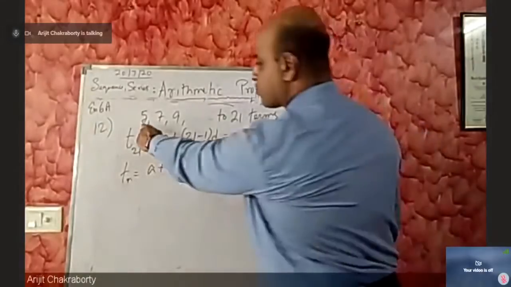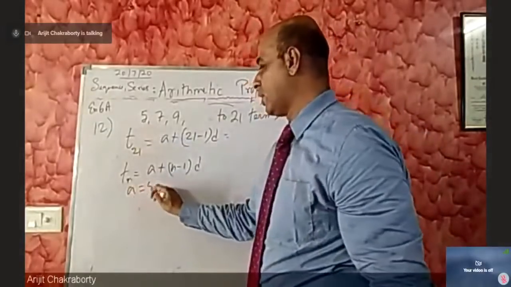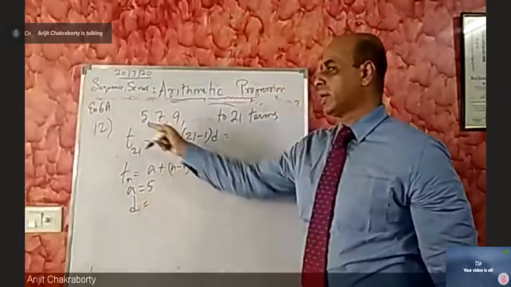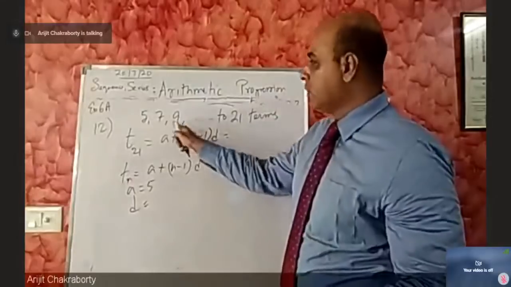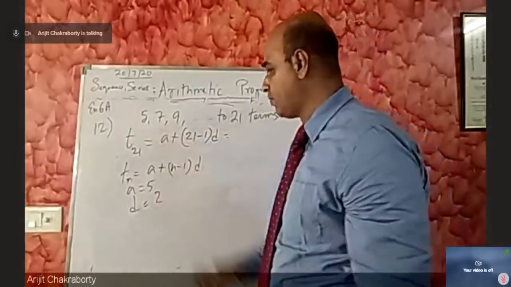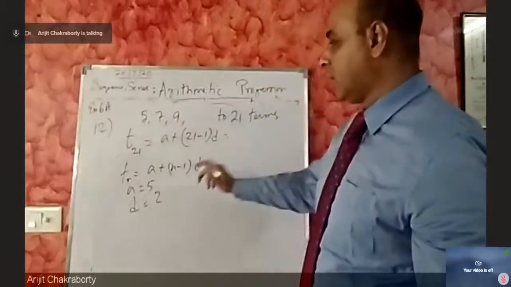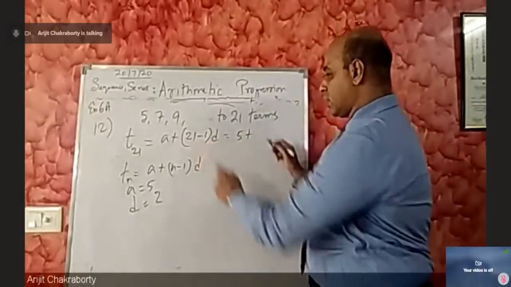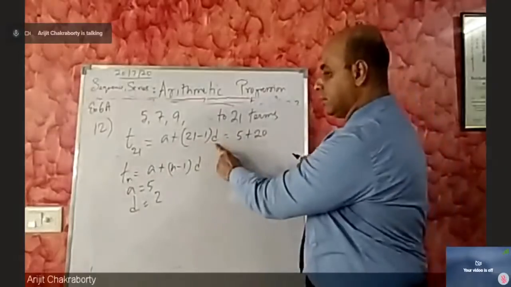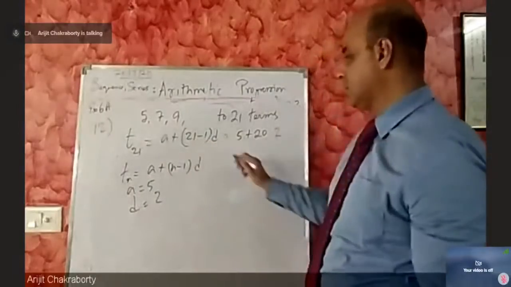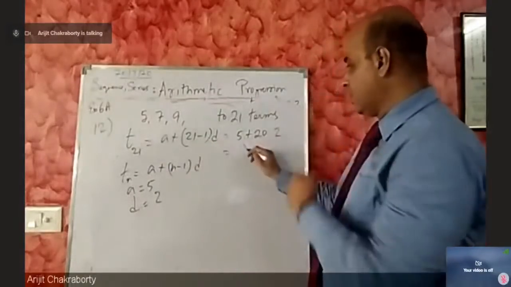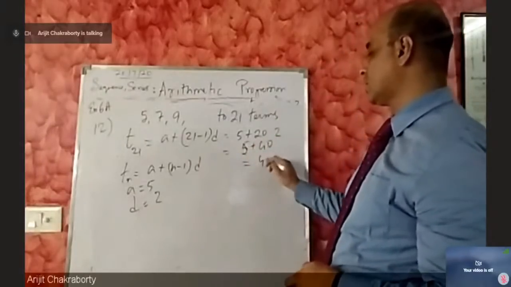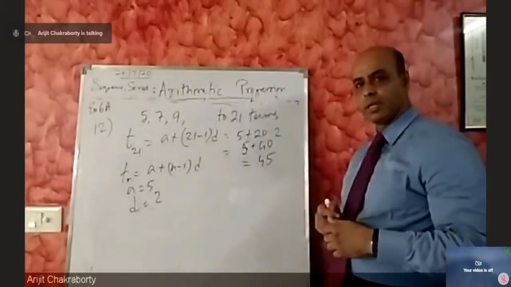Okay, here a is 5. So I write a equal to 5. And d, what is d equal to? 7 minus 5, 2. 9 minus 7, 2. So d is 2. So I put the formula here, a equal to 5. So I write 5 plus 21 minus 1 is 20 into d. d is 2. So I am getting 5 plus 20 times 2 is 40. That is, I get 45. This is the answer.